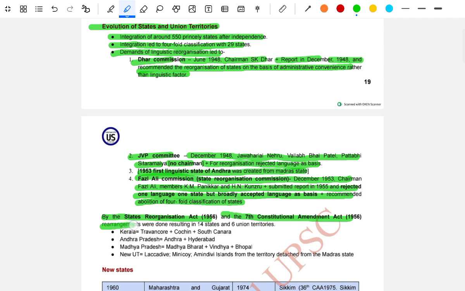The rearrangement resulted in 14 states and 6 union territories. Kerala equals Travancore plus Kochi plus South Kannada. Andhra Pradesh equals Andhra plus Hyderabad. Madhya Pradesh equals Madhya Bharat plus Vindhya plus Bhopal. New UT: Laccadive, Minicoy and Amindivi islands, territory detached from the Madras state.